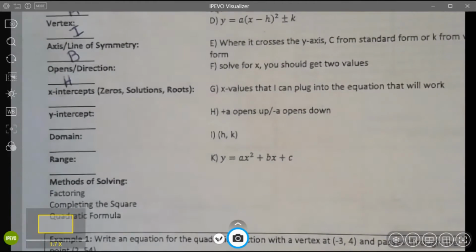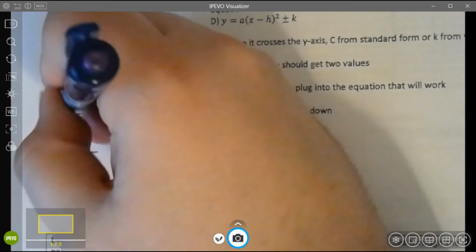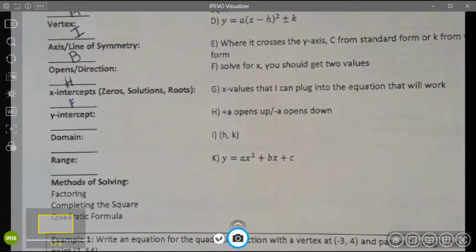The next one, x-intercepts. So these are your zeros or your solutions or roots. So remember, for quadratics, when you solve for x, you're going to get two solutions. And those will be your x-intercepts. That's going to correspond with choice F. So with linears, we only got one solution, but with quadratics, we get two solutions.